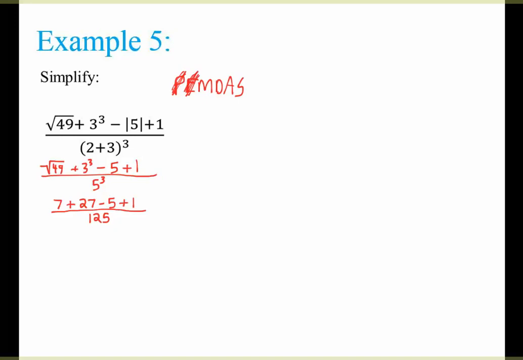Okay, now I'm going to look for multiply and divide. But other than the big fraction bar, I don't have any multiplication or division. This is all left up to addition and subtraction here at the very end. Okay, so I need to go left to right. And I'm going to do this in multi-steps. Be very careful. 7 plus 27 is 34. Just one step at a time. Very careful. 34 minus 5 is going to be 29. And then 29 plus 1 is going to be 30. So if you got 30 over 125, that is correct.